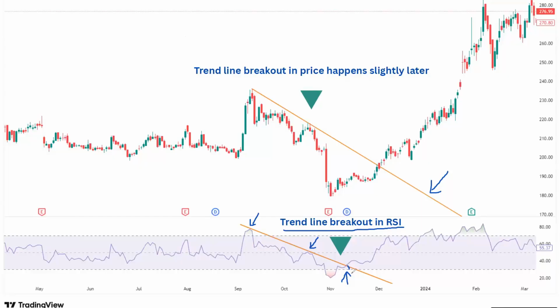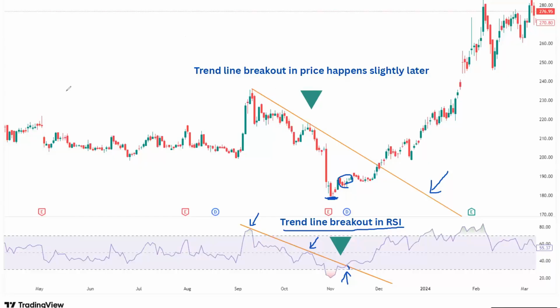A person might think that once we have a trend line breakout in RSI, okay, the breakout is here, let me buy right over here, just above the bottom. Yes, it can be extremely fascinating, mouth-watering to buy at a very cheap price. But my friends, never ever do it. I'll tell you why.